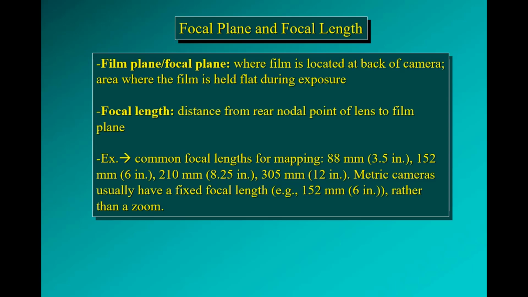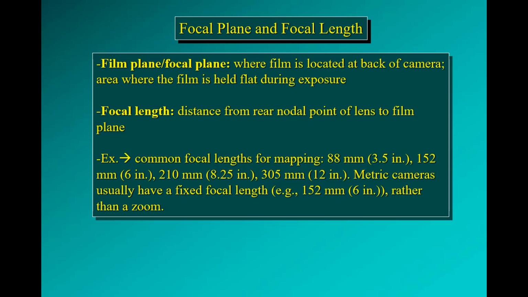Another term to be familiar with is the focal length. That is a very important parameter for aerial photographic systems, and that is the distance from the rear nodal point of our lens to the film plane. And some common focal lengths for various mapping systems are as follows. 88 millimeters or 3.5 inches, 152 millimeters or 6 inches, 210 millimeters, 305 millimeters or 12 inches, and so on. There are others, but these are some of the more common ones.